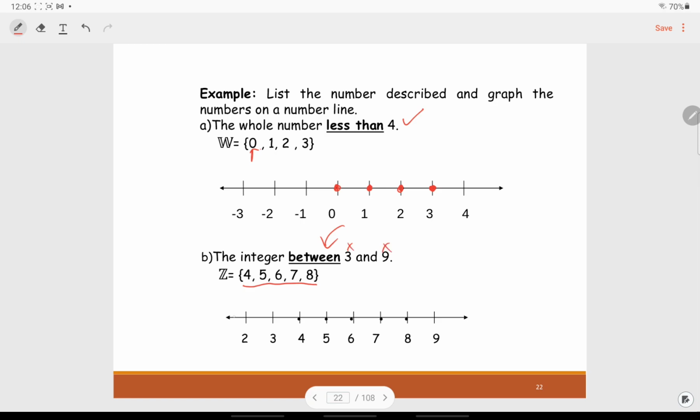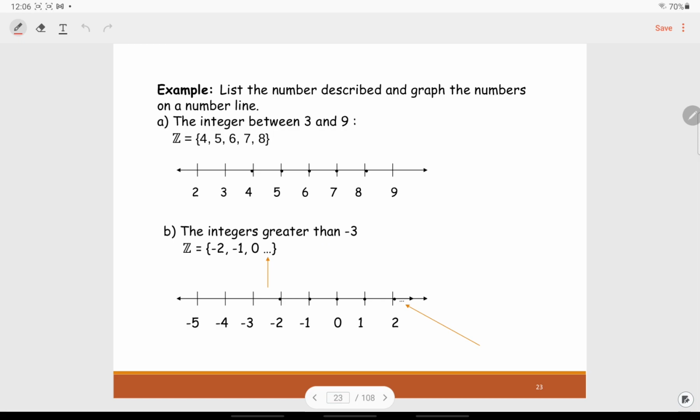Okay, so using the number line, we have 4, 5, 6, 7, and 8. Because these are distinct numbers, we simply use the dot instead of a line. Remember, when the question asks you to list down the integers between, that means excluding the given numbers. In this particular example, excluding 3 and 9.